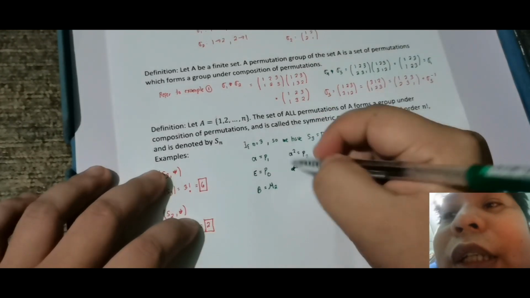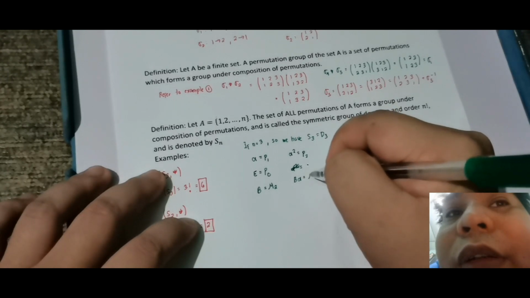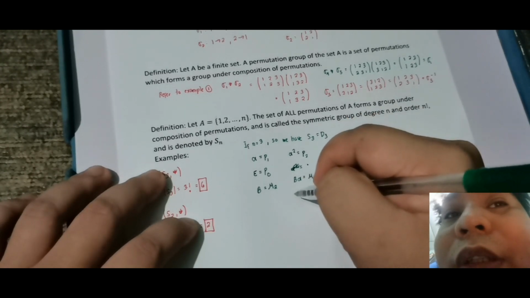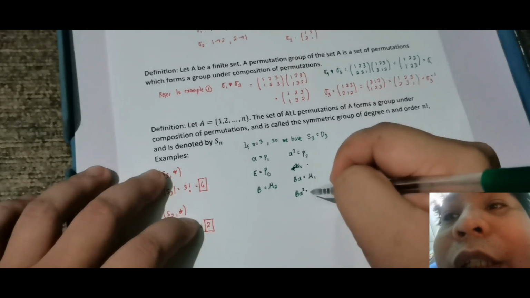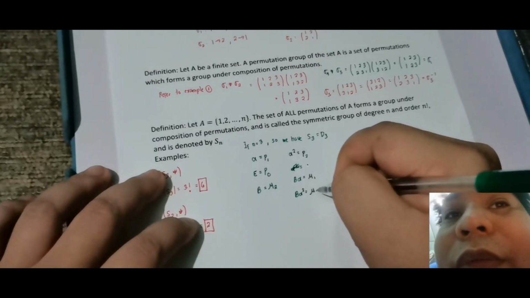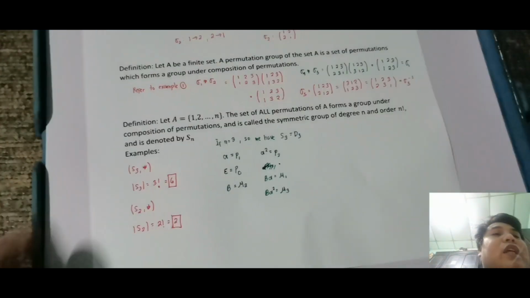Okay, so next is si beta alpha rather. So si beta alpha is simply equal kay mu 1. Then lastly, beta alpha square is mu 3. Okay, so yun, tama na pala, 6 lang pala yun. Okay, so ayan yun. So naalala mo yung group, ayan yun.